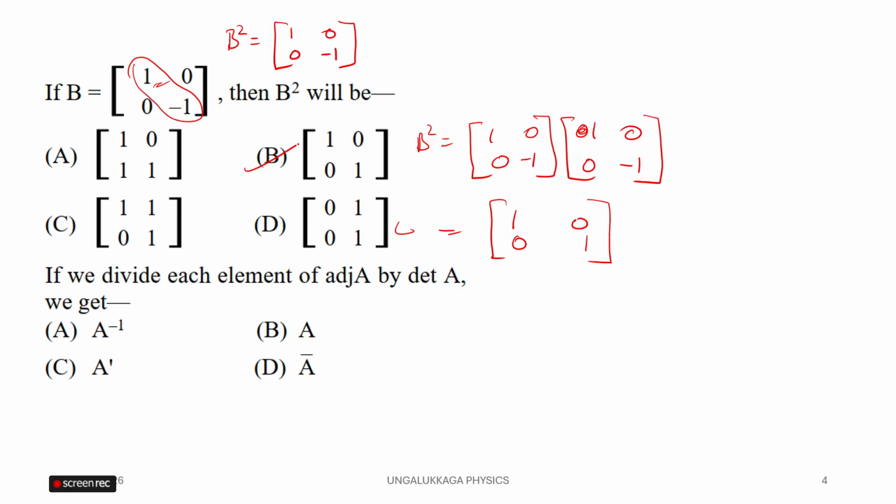so option B is correct. Okay, so if you divide each element of adj A by the determinant of A, that is nothing but A inverse. It's a formula based question, so it's a very easy question.